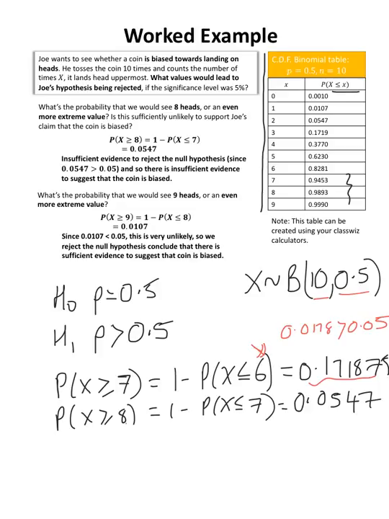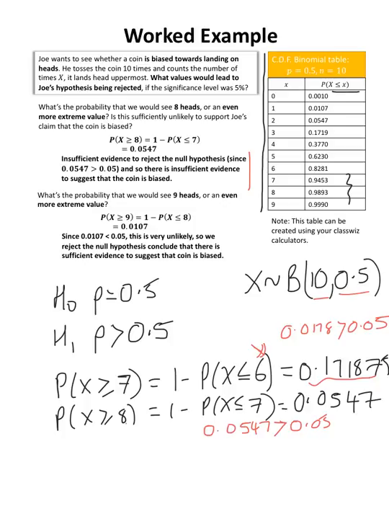1 minus the probability it was less than or equal to 7, and got 0.0547. And again, 0.0547 is greater than our significance level, we're testing at the 5% level, 0.05. So again, insufficient evidence to reject the null hypothesis because it's greater than 0.05. So there isn't enough evidence to suggest it's biased.